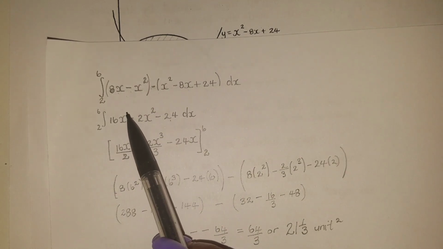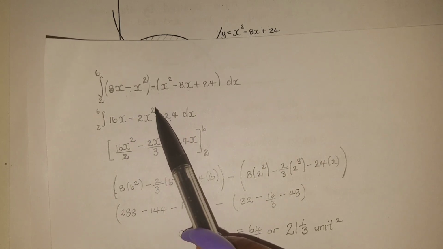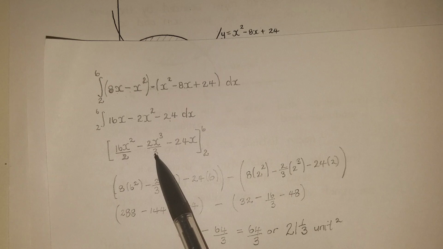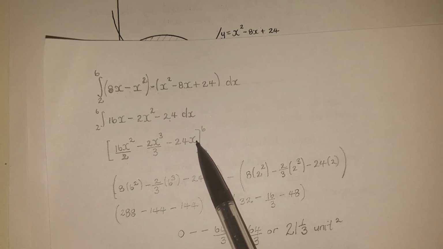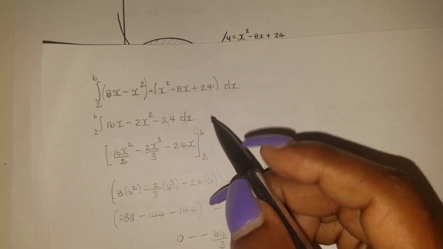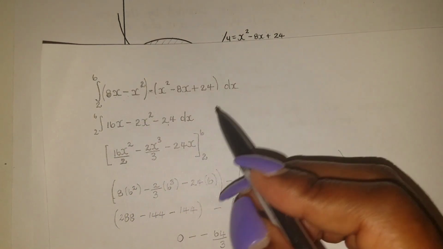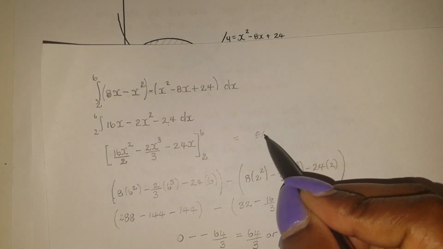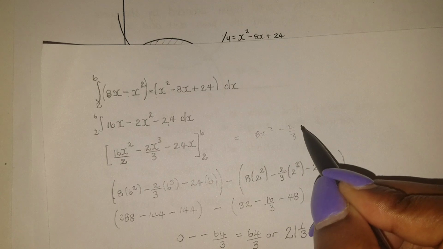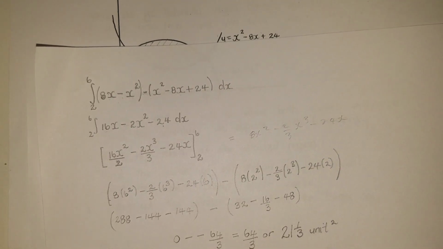So when we add 1 to our power, we get 2 and divide by 2. When we add 1 to this 2, we get 3, divide by 3. And if we integrate 24, we get 24x. So now the function that we're going to plug our limits that we found into is 8x squared minus 2 over 3 x cubed minus 24x.